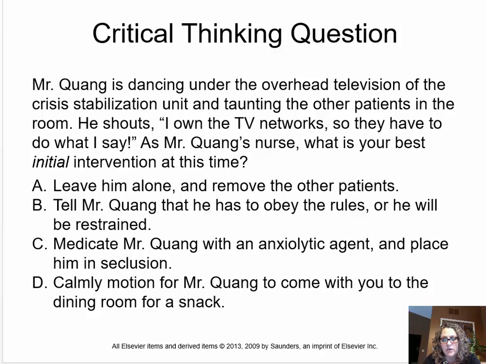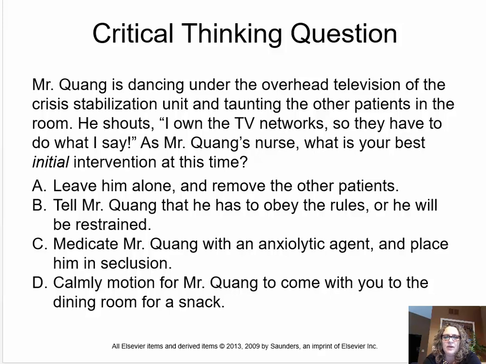Okay, if you're not ready yet, you can pause it. Let's take a look at these options. Option A, if we leave him alone, that's not safe. And the other patients need to know that their rights and well-being are important as well. So it wouldn't be fair to them to make them leave the room, and it wouldn't be safe to leave him in there alone. So A is not a good option.